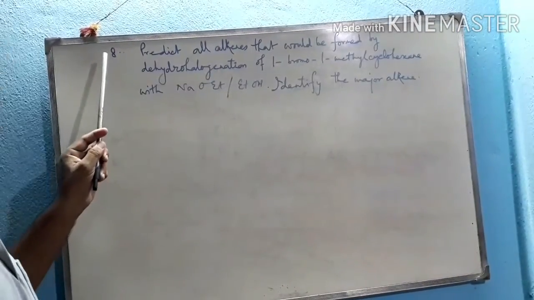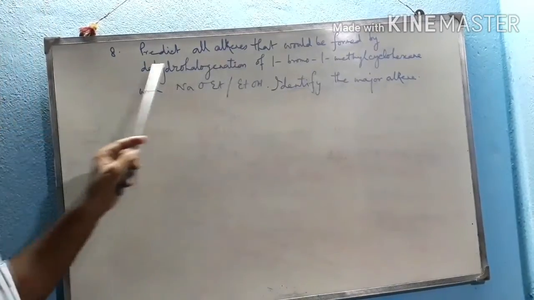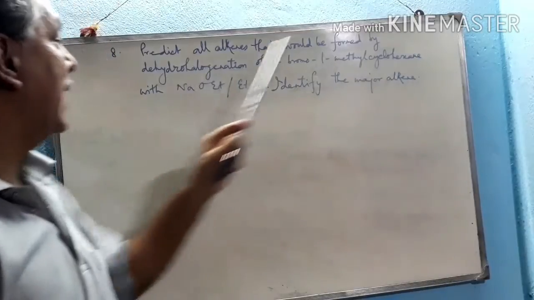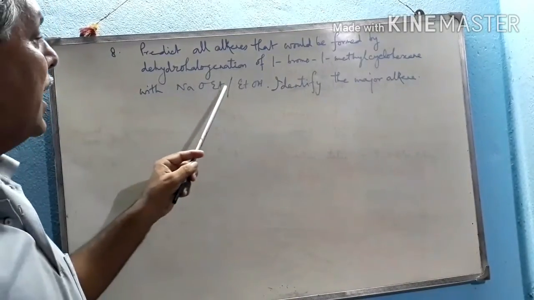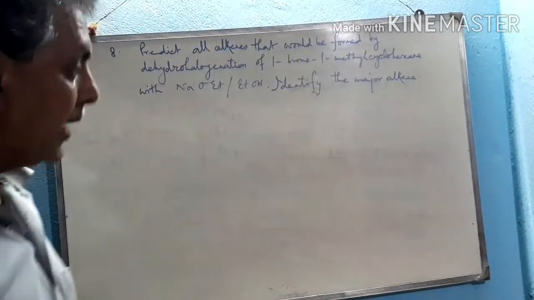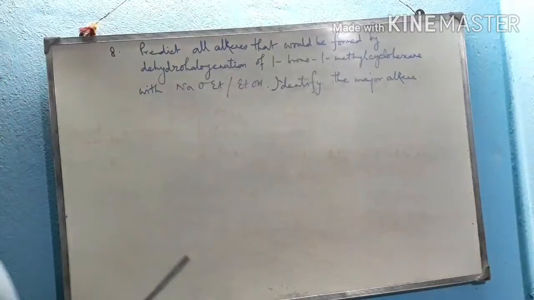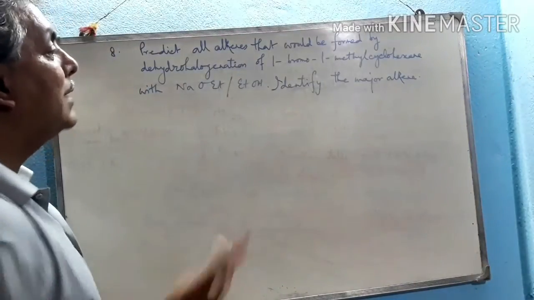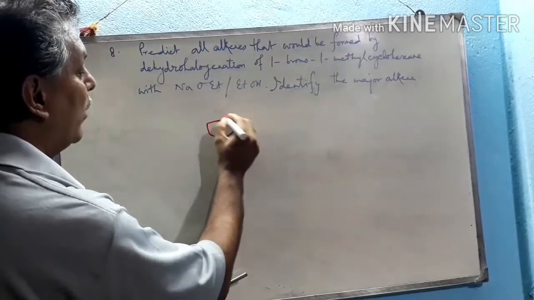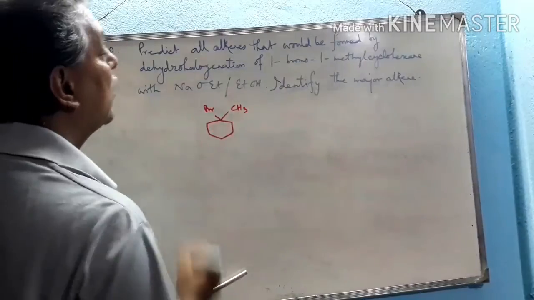Question number 8: predict all alkenes that would be formed by dehydrohalogenation of 1-bromo-1-methylcyclohexane with sodium ethoxide in the presence of ethyl alcohol, and identify the major alkene. Now, first the structure of 1-bromo-1-methylcyclohexane, with Br and CH3 on the same carbon. This is the compound.